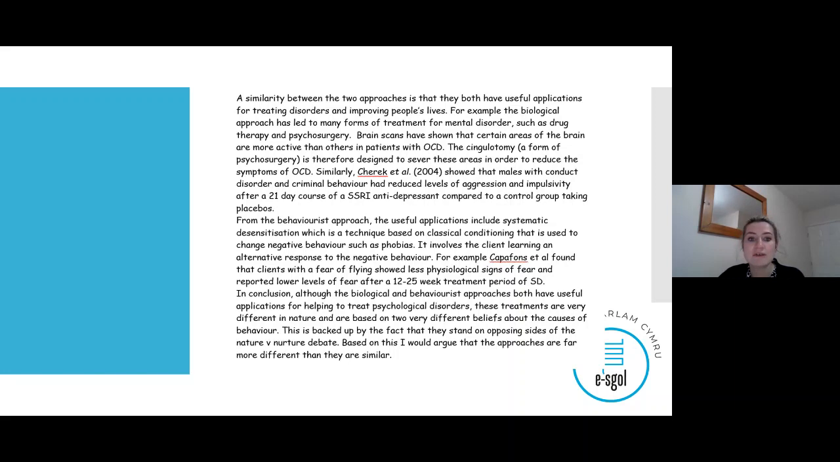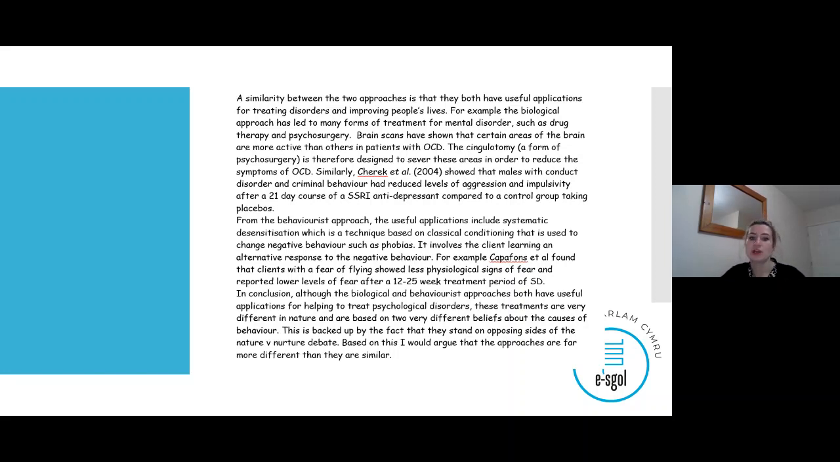Brain scans have shown that certain areas of the brain are more active than others in patients with OCD. Again, this is similar to the previous plan. They're talking about forms of psychosurgery, therefore designed to sever these areas in order to reduce the symptoms of OCD. Sherrick et al. showed that males with conduct disorder and criminal behaviour had reduced levels of anxiety, aggression and impulsivity after a 21-day course of an SSRI antidepressant compared to a control group taking placebos. Again, really, really strong piece of evidence to support the practical application of the treatment.